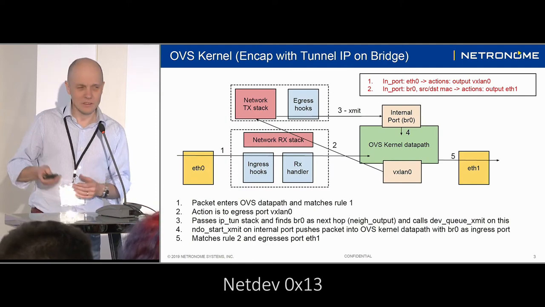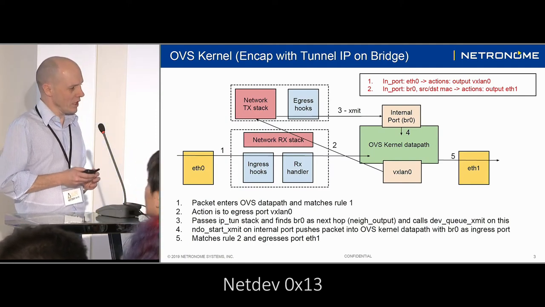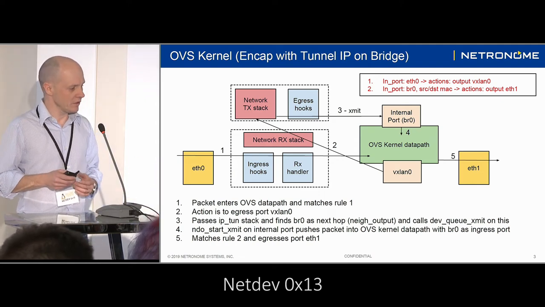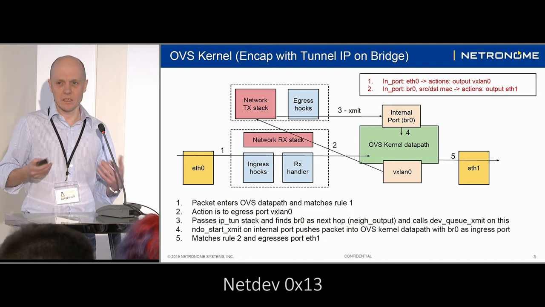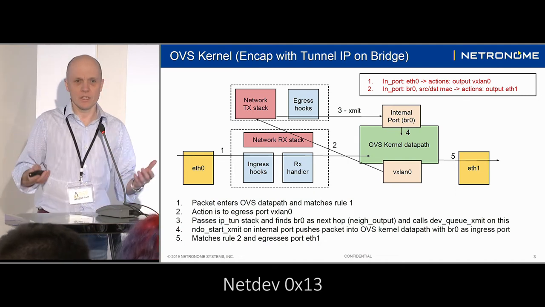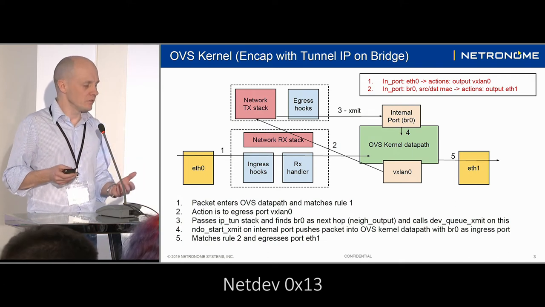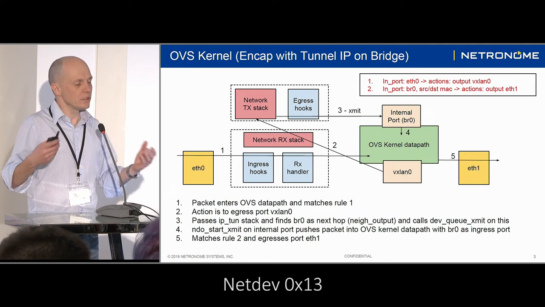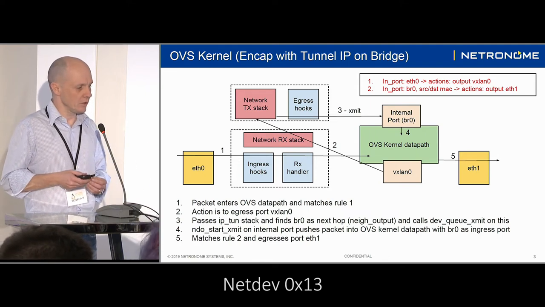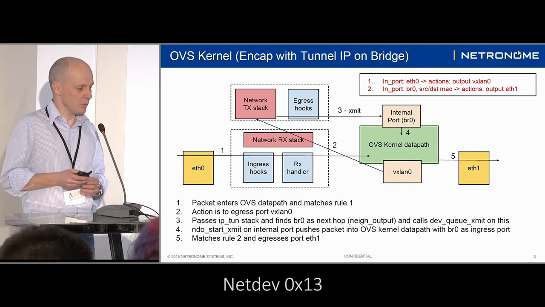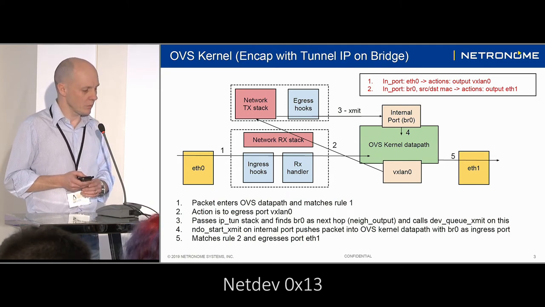I apologize, these diagrams are kind of complicated with arrows going everywhere, but the basic idea is what I just explained. The packet's coming in, and then somehow it gets to the OVS kernel data path, and it decides it's going to output to a VLAN. So it outputs to this VLAN netdev, which then goes to the network stack, does a lookup, and decides to output to the internal port, and that's around where the problems start.